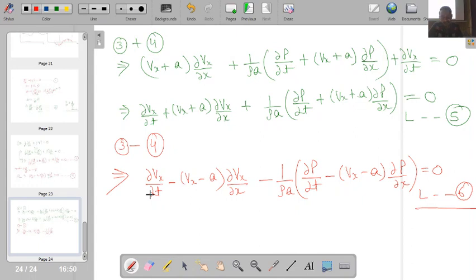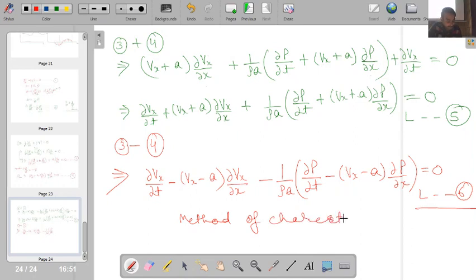non-linear, because Vx is getting multiplied with del Vx by del X. Similarly, Vx is getting multiplied with del P by del X. So all our equations are nothing but non-linear. Till now we have not yet linearized these equations. So when we analyze this type of system, either we have to go for the solution of non-linear partial differential equations, or we can take the help of another method, which is popularly known as method of characteristics.